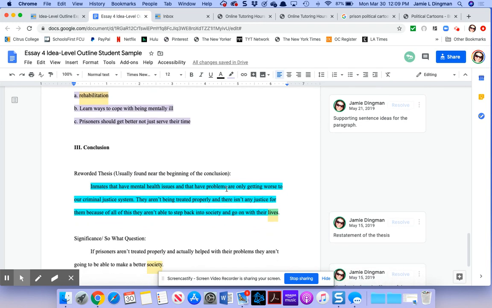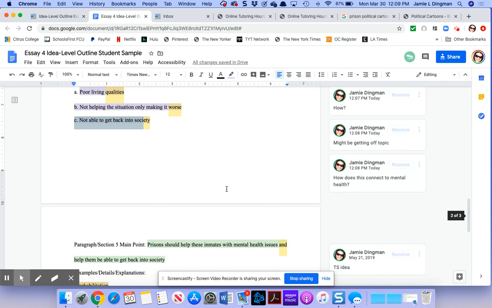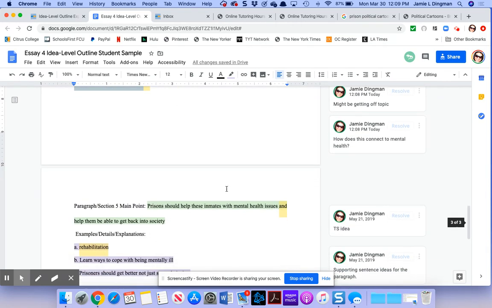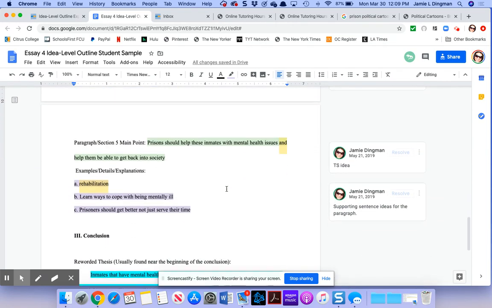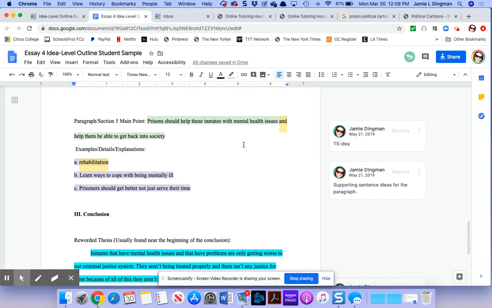Okay, so their next point, then, moving on from the inhumane conditions, their final main section is that prisons should help these inmates with mental health issues and help them be able to get back into society. So this seems kind of like they're explaining, here's reforms that should be taken, which is fine.